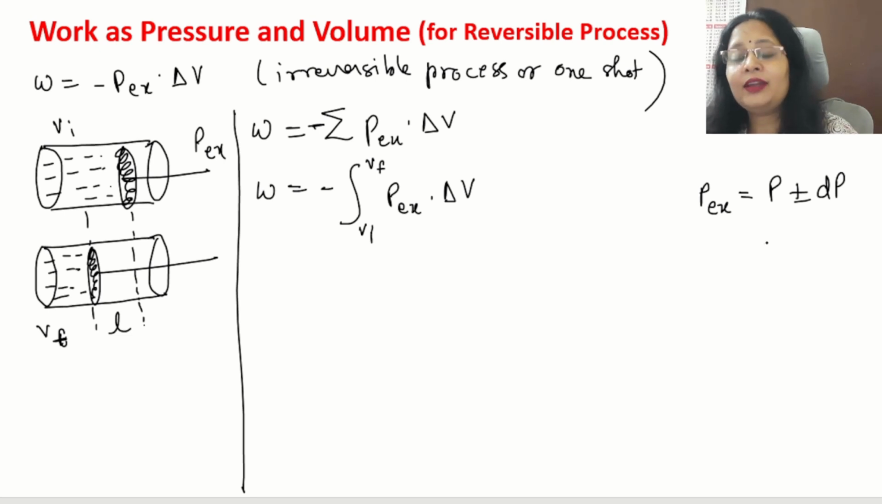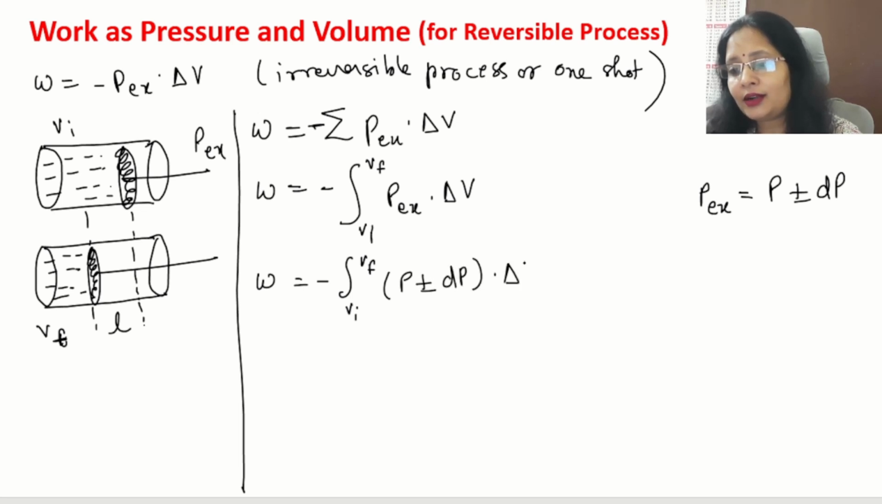So it will be plus in case of expansion, it will be minus in case of compression. So we will take plus minus both. So now let's write W is equal to minus integration from V initial to V final, and in place of P external we will write P plus minus dP into delta V.